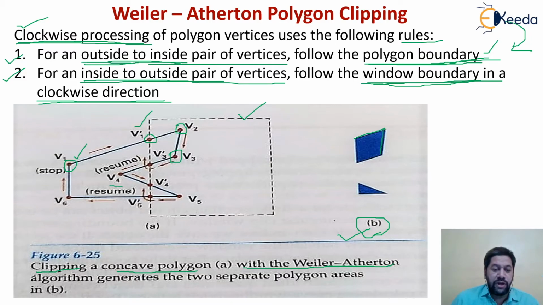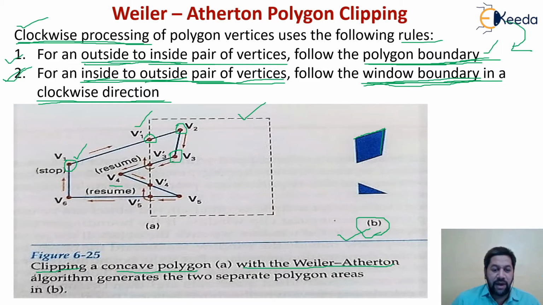Now what has happened with the vertices V3 to V4? It comes under rule number 2, which is the inside to outside pair of vertices, because my first point V3 is inside and my second point V4 is outside. If I find any inside to outside pair of vertices, what do we have to follow? We have to follow the window boundaries. I think this is what is important.